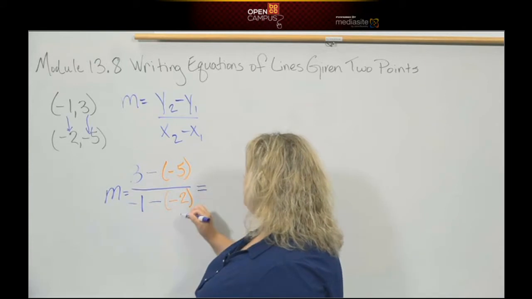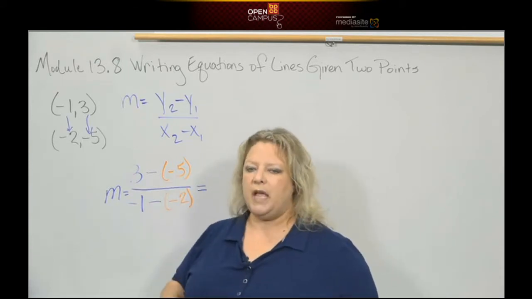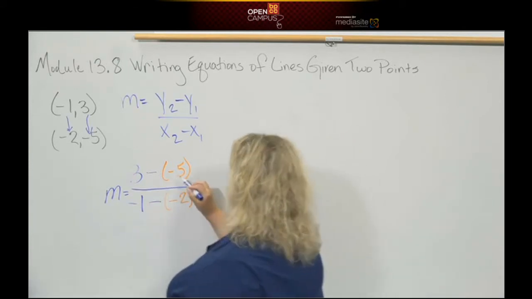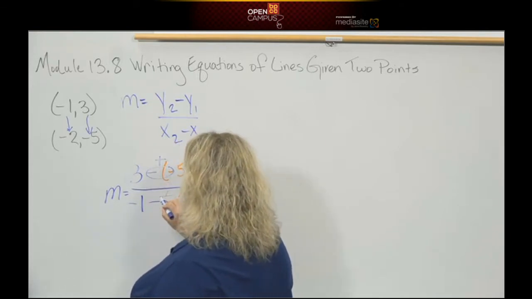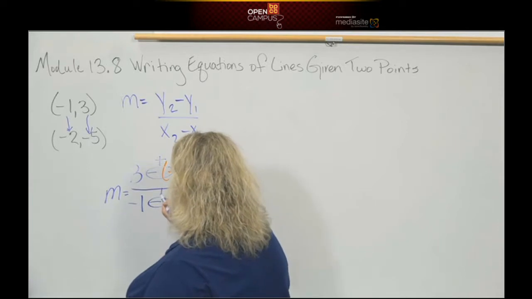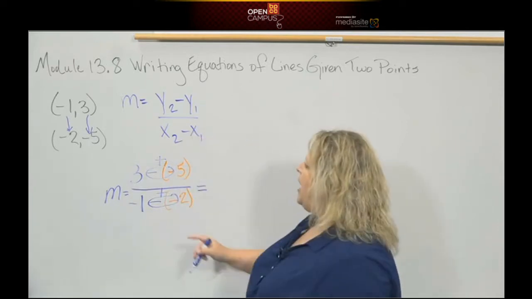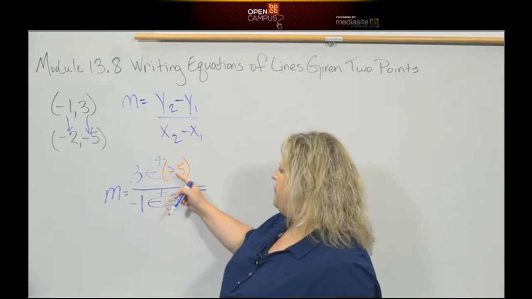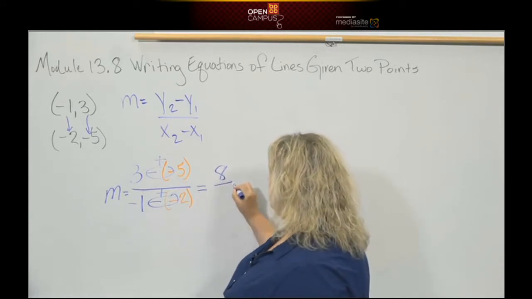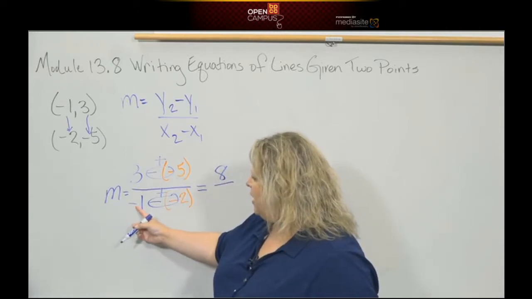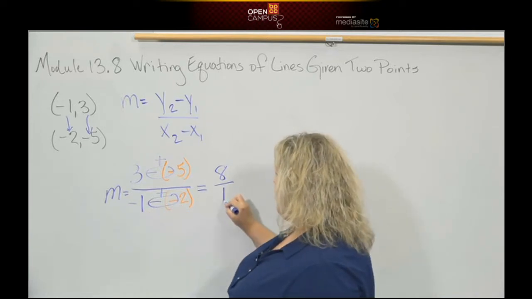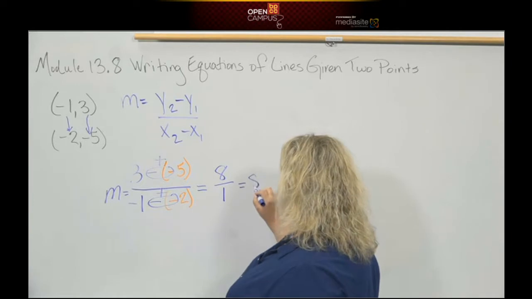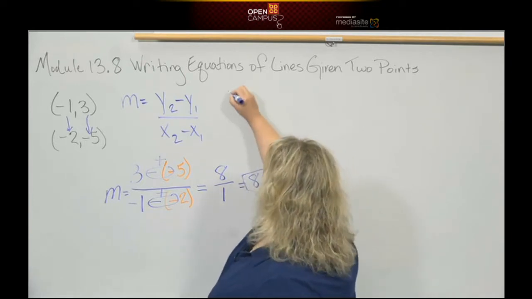So when I get my answers, remember, we don't like double negatives, okay? So double negatives go bye-bye, and that becomes a plus. So now I have 3 plus 5, which is 8. And then I have -1 plus 2, which is 1. So 8 over 1 is 8, so my slope is 8.